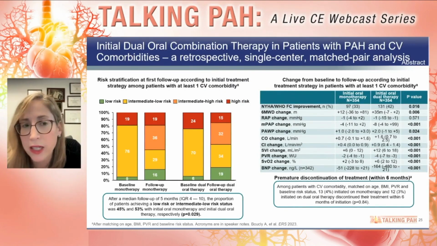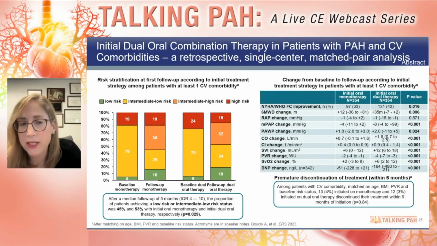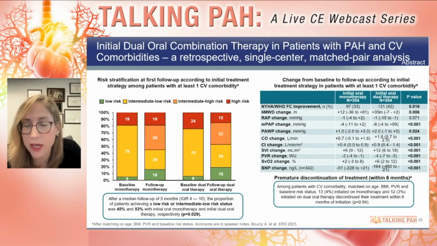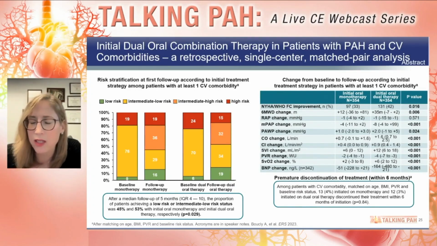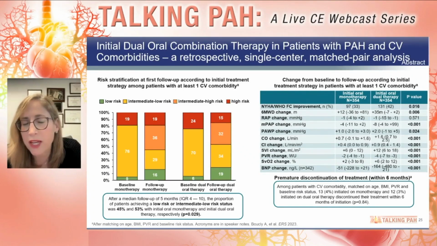This is an interesting study, really retrospective, from the French group looking at initial dual oral combination therapy in patients with comorbidities, and looking at their changes from baseline and in follow-up, whether they were given monotherapy or dual oral therapy. They just needed to have one cardiovascular comorbidity in the list of comorbidities. What you can see here is that these patients clearly get a response on monotherapy and on dual therapy, but it's not as dramatic of a difference.